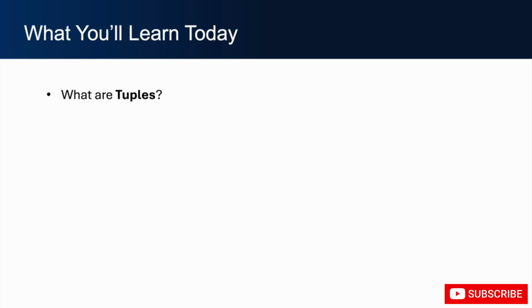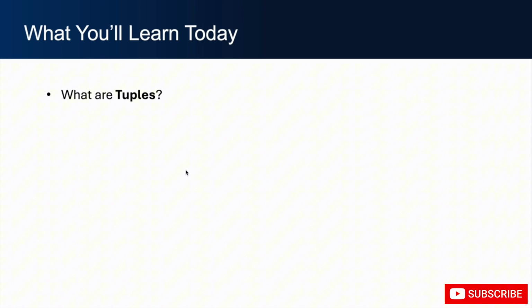A tuple is an immutable data structure in Python. Once created, its contents cannot be changed, added, or removed. So tuples are useful for storing a fixed collection of items. That's what you need to remember. Again, it's an immutable data structure, which means once it's created, its contents cannot be changed, added, or removed, and it's used for storing a fixed collection of items.